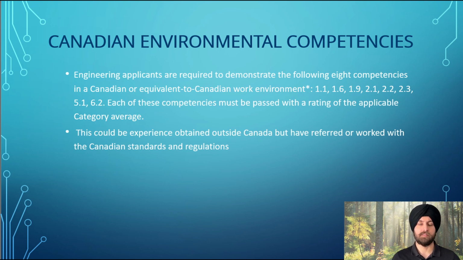All these competencies you can find in the document I'll provide, where you can read about these individual competencies, and each of these competencies must be passed with the rating of the applicable category average. For the technical competence category, like we've discussed, the minimum average rating is 3. Out of a 5 scale, it's a 3 rating that you need in total average for that category. Similarly for other categories, there will be averages that you require. You can find that in the document attached below in the link.